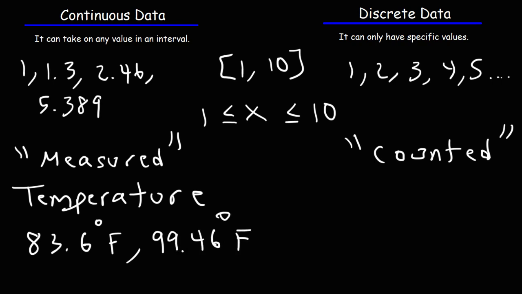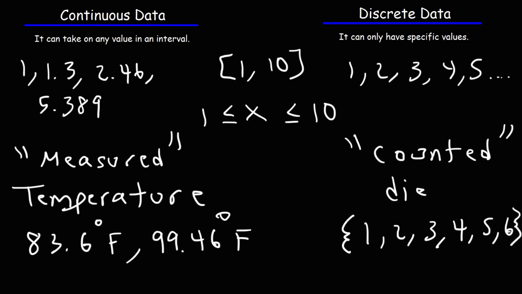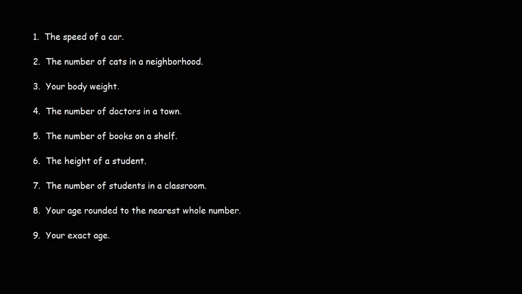On the right side, let's say you're rolling a 6-sided die, the only numbers that you can get are discrete values, 1, 2, 3, 4, 5, or 6. If you roll a 6-sided die, you can't get 2.37 or 4.6 because it can only take on specific values. And so that's a very simple way to distinguish continuous data from discrete data. Now, what we're going to do is go over some examples.